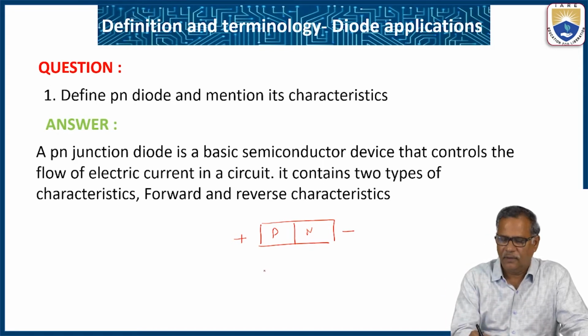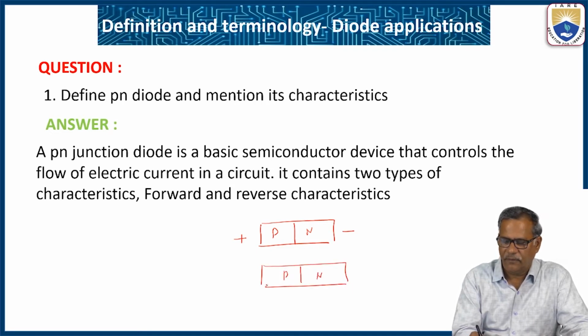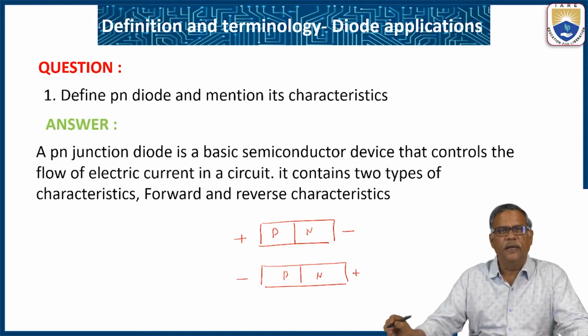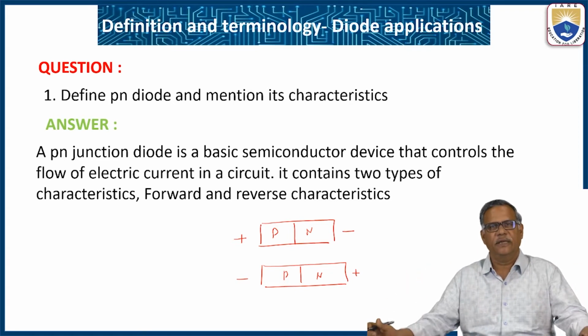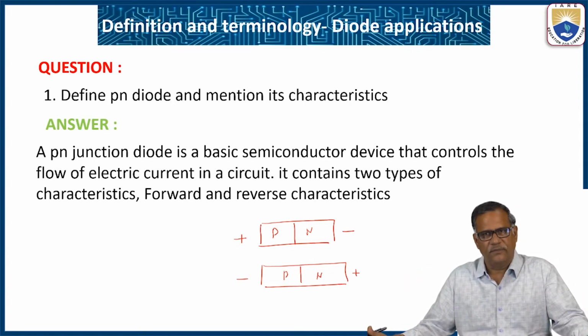And when the PN junction diode is reverse biased, that means when we apply a negative voltage to P and positive voltage to N, it acts like an open switch. So, practically no current flows.